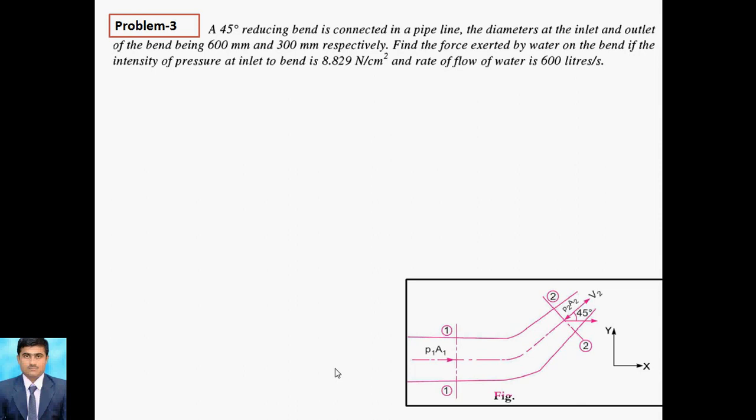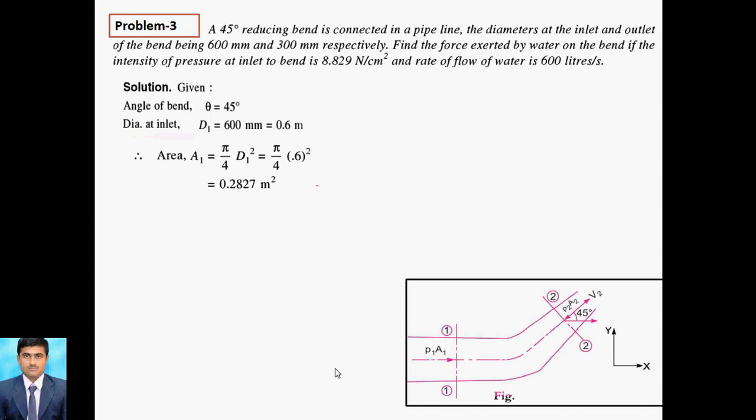So here Fx and Fy are unknown. The pressure at the inlet side of the bend is 8.829 Newton per centimeter square, and the rate of flow of water is 600 liters per second. Here we only have to calculate Fx and Fy. So first of all we go for the given data. The angle theta is 45 degrees. Then the diameter of the inlet, D1, is 600 mm, which I convert to 0.6 m. Then similarly the area A1 is 0.28287.